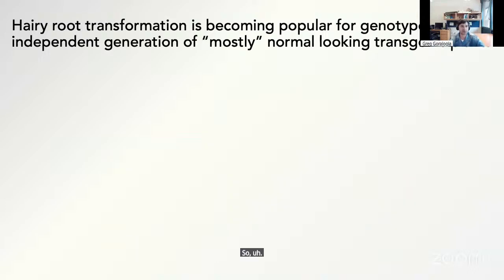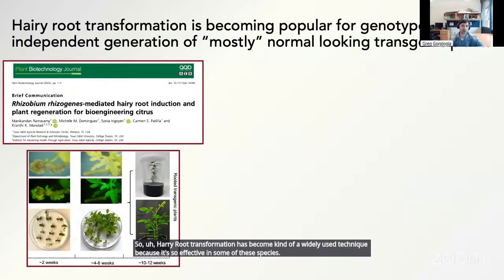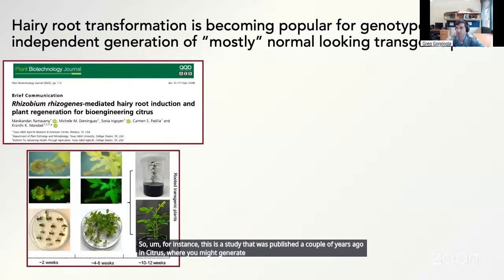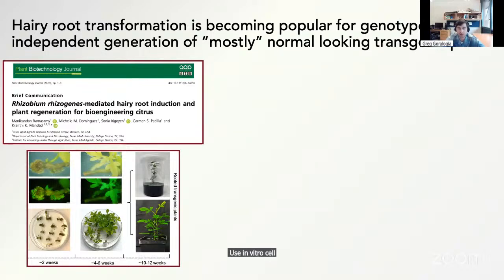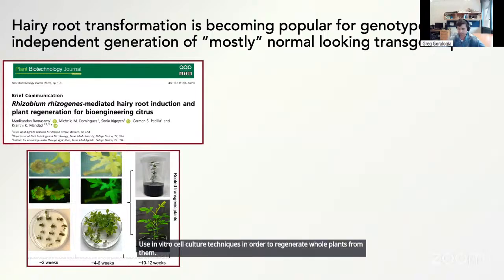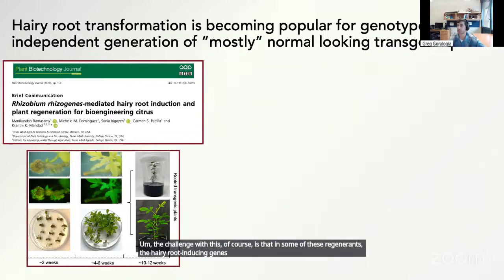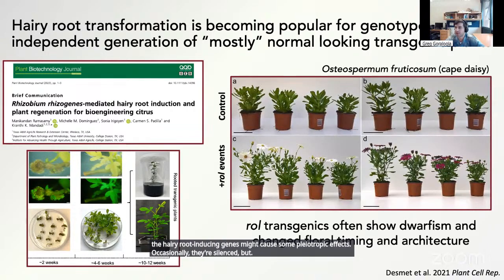Hairy root transformation has become a widely used technique because it's so effective in some of these species. For instance, this is a study that was published a couple of years ago in citrus, where you generate these hairy roots, but then use in vitro cell culture techniques to regenerate whole plants from them. The challenge is that in some of these regenerants, the hairy root-inducing genes might cause pleiotropic effects. Occasionally they're silenced, but oftentimes these transgenics have dwarfism, architecture phenotypes, and changed floral morphology. So if you have the right controls, this could be useful in non-model systems, but there are negatives for this approach.